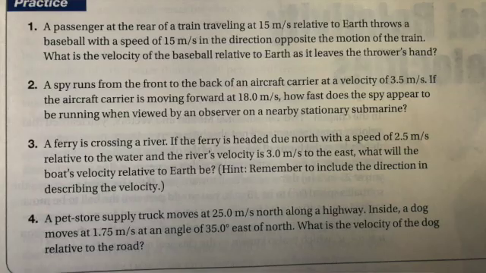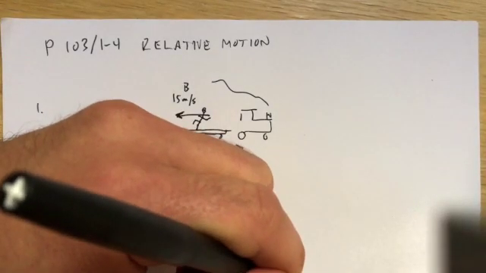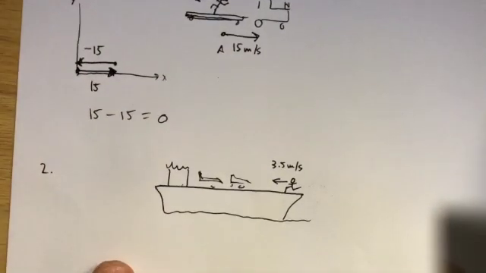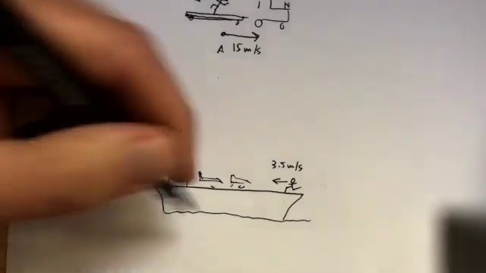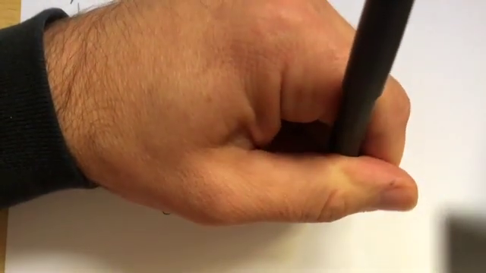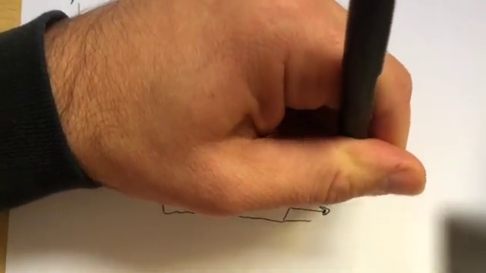All right, number 2. A spy runs from the front to the back of an aircraft carrier at a velocity of 3.5 meters per second. If the aircraft carrier is moving forward at 18 meters per second, how fast does the spy appear to be running when viewed by an observer on a nearby stationary submarine? And he's running at 3.5 meters per second, and the aircraft carrier itself is traveling at 18 meters per second.